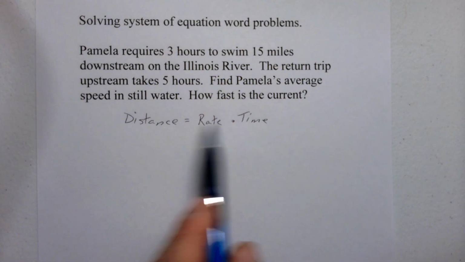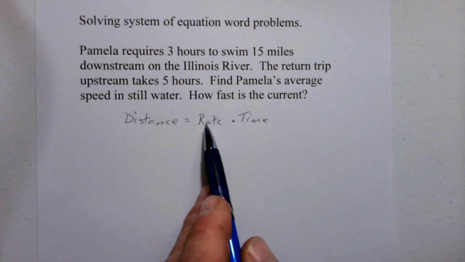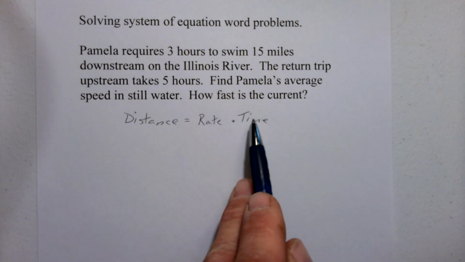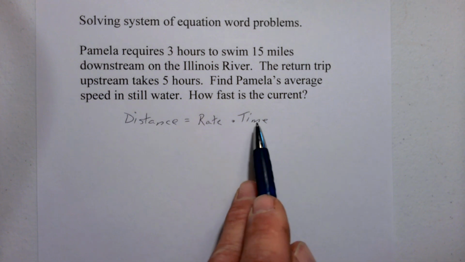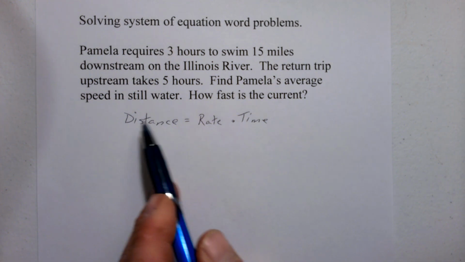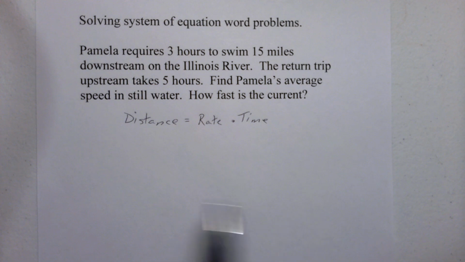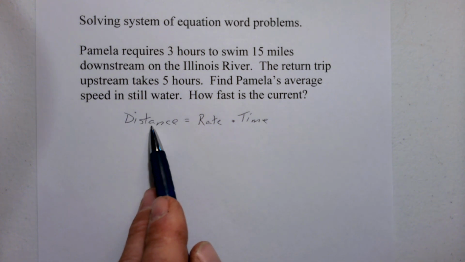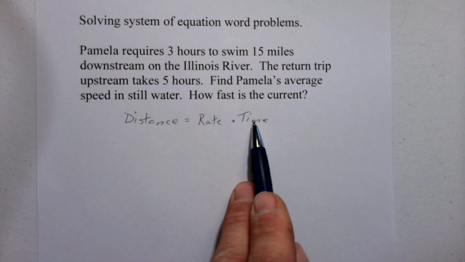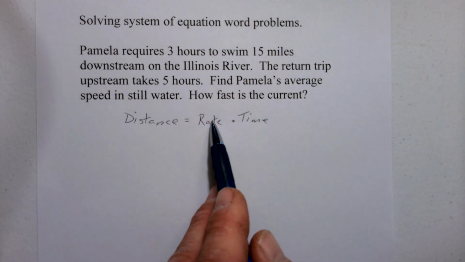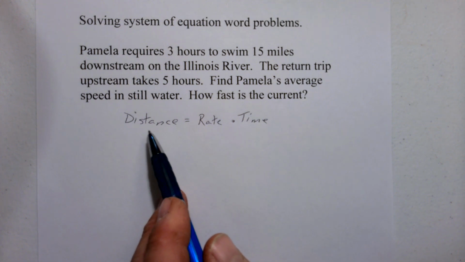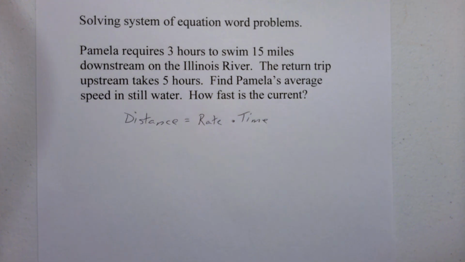So this works even if you think about a car. If we know that we can go 10 miles an hour and we're going for 3 hours, well, how far will we go in 3 hours if we go 10 miles an hour? You multiply your 10 miles an hour by 3 hours, that gets you 30, so we go a distance of 30 miles. And vice versa, if we know that we've gone 30 miles in 3 hours, we can find our rate. So 30 miles would equal our rate times 3 hours, divide by your 3, so we get 10 miles an hour. So in this case, we have Pamela going downstream.